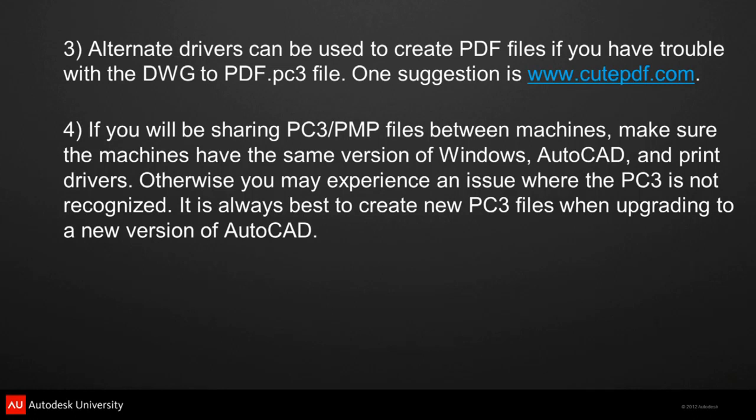The other thing I'd recommend is if you're going to a new version of AutoCAD, recreate the PC3s. They can be migrated over, but again, for whatever reason, it doesn't necessarily like it if you copy them from previous versions. The new version of AutoCAD is going to have different files in there. It doesn't like those. So since it's so quick to create those, we recommend just create new ones if you go to a new version.